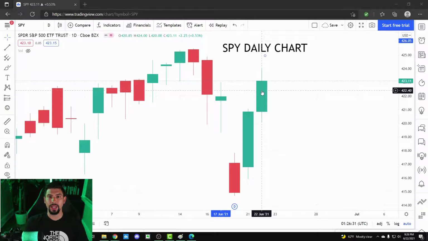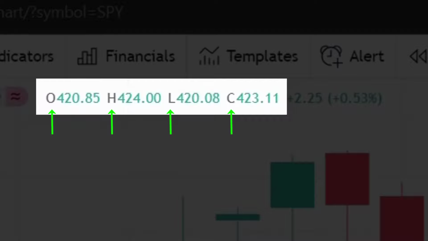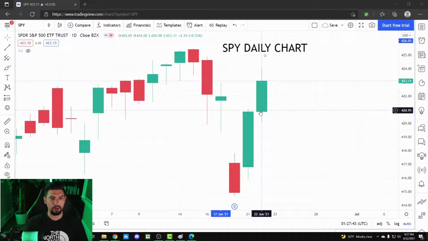If you highlight the candle with your mouse, you will see several numbers that I'm highlighting now, which is the O for open, H for high, L for low, and C for close. So in this example, we opened right over here, 420.85. The market ended up dipping a bit to 420.08, and then it came back up, hit a high of 424, and then it closed at 423.11. This is a really good example because it exactly matches the one that we just went through.